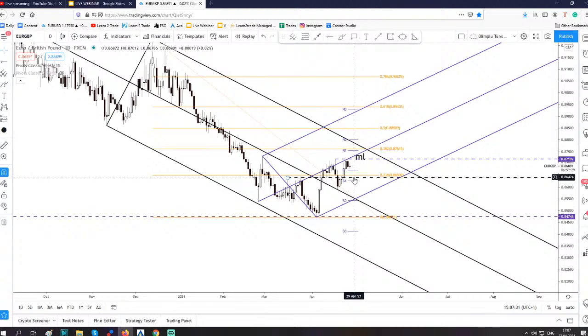It could move sideways before deciding a new direction, before either making a value breakout above the medium line, above the upper medium line, above the R1, above the 38.2 to confirm a further growth, or it could come back down and maybe drop towards the lower medium line if it stabilizes right below the 23.6, below the weekly support.